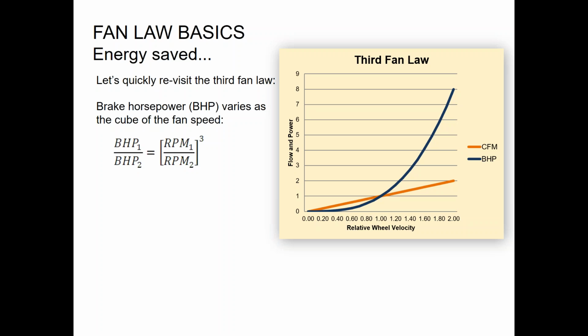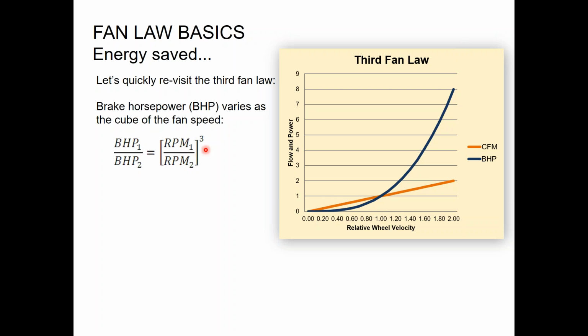So the third fan law is the one that we're interested in for today's discussion. I'll go back to my little laser pointer here. So on this little chart, if you're looking with me here, the fan airflow, the CFM, is over here, or the fan power, versus the RPM. And then on here we have plotted the CFM in orange and the brake horsepower in blue.